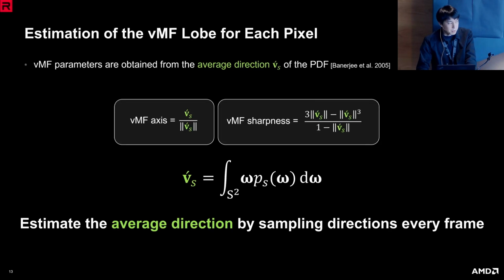For this VMF approximation, the VMF axis and sharpness parameters are obtained from the average direction of the PDF. This average direction is given by the integral of the product of direction and PDF. Therefore, we estimate the average direction by sampling light directions every frame.